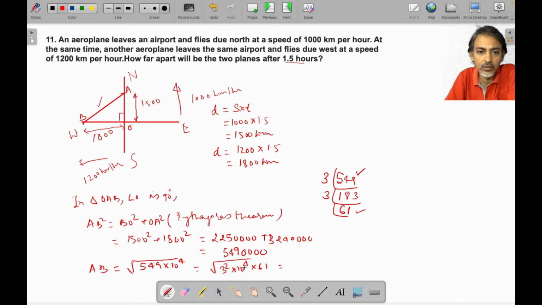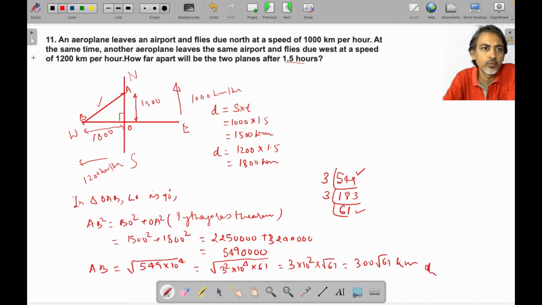We take out these two integers outside of the square root. So this becomes 3 into 10 square. As you know, this is a square, so when we take it out of the square root, it will become 3, and similarly 10 to the power 4 will become 10 to the power 2, and then 61 remains inside. This will become 300 root 61 kilometers. So this is going to be your answer.